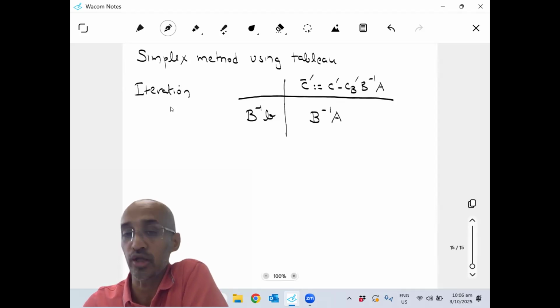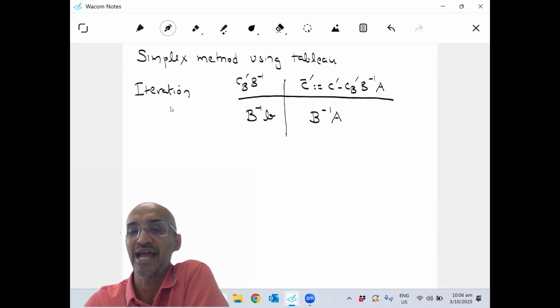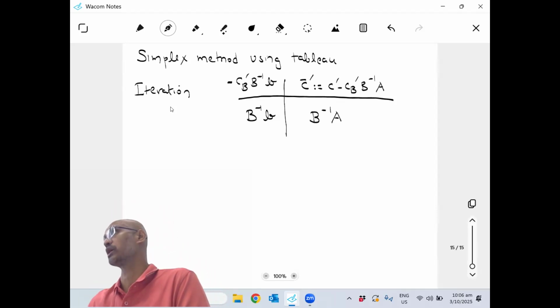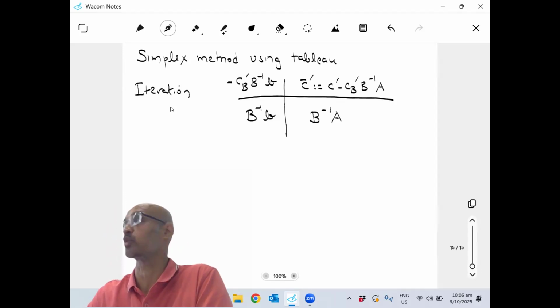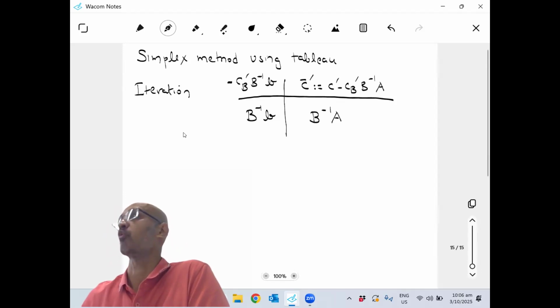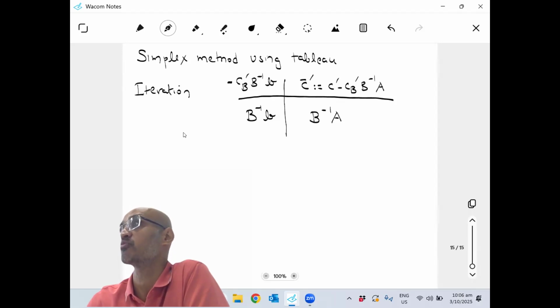And in the top left entry, we're going to keep track of the objective function at this basic feasible solution, except we're going to keep track of the negative of this. This is required for the bookkeeping, for the algebra to work out correctly. So what is this capturing? This is capturing information on the current basic feasible solution.